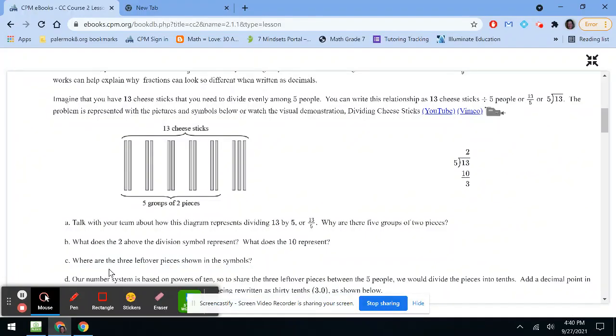The next part of that problem says, what does a 10 represent? When we're looking at this guy right here, we have this 10. That 10 represents the total number of cheese sticks that were whole. So we have 2 for the first person, 4 for the second person, 6, 8, 10. So this 10 right here represents the number in the whole group that was able to be divided.